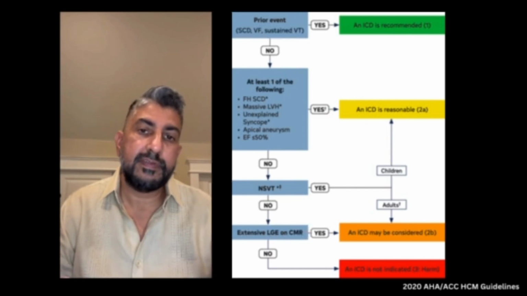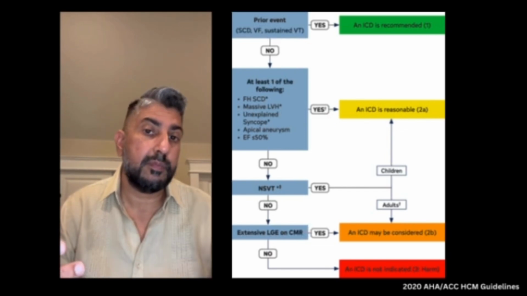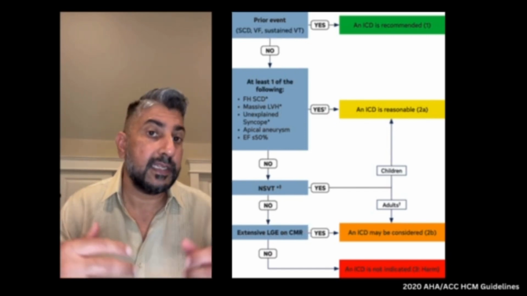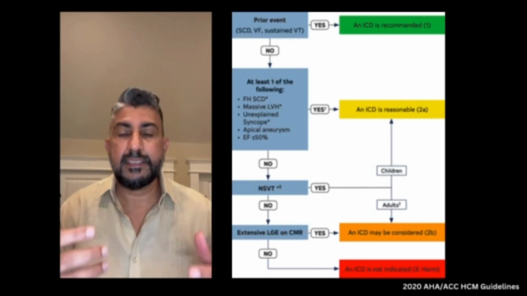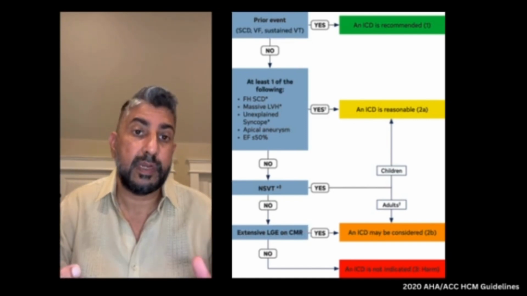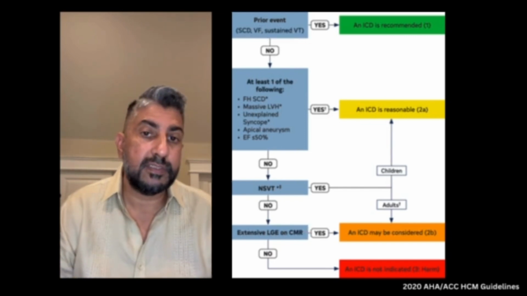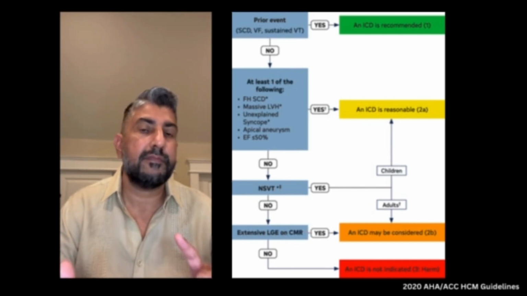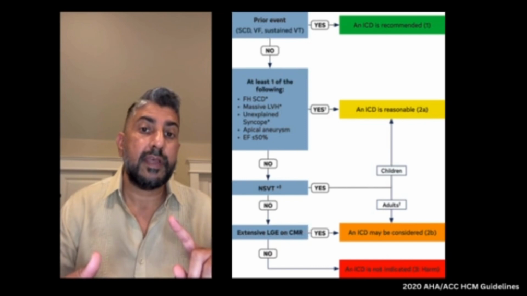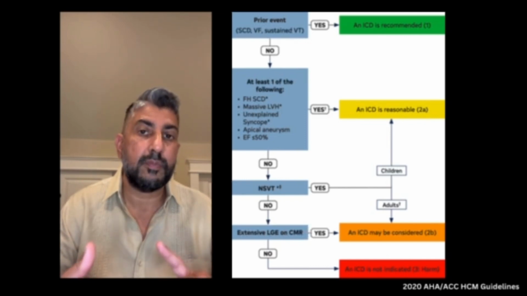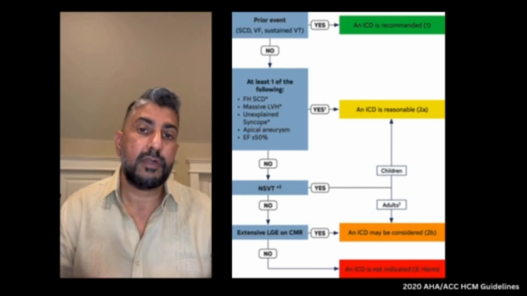What if they don't have NSVT and you do a cardiac MRI and you have late gadolinium enhancement? Then an ICD may be considered as well. That's a 2B recommendation. Now, if they have none of these risk factors, don't have NSVT, don't have the high-risk profiles, or don't have any abnormal MRI, ICDs are not recommended.